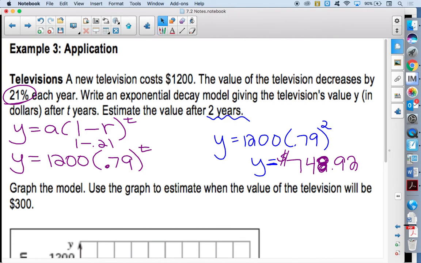All right, so if we were to look at the next one, we would have to use the calculator and that table function in the calculator. We could figure out how many years it would take for us to get like $300 out of the TV.